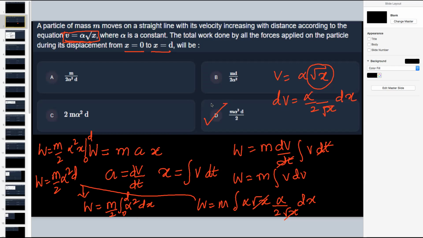Very important thing. This type of problems seems to be very difficult. But if you start from your basic idea, the work done equal to force into displacement, or m a s. If we start from the basic idea, because it is given velocity depends on displacement, you try to get some integral form related to the work done. You will get it. Is it okay? Yeah. Shall I go for next one?